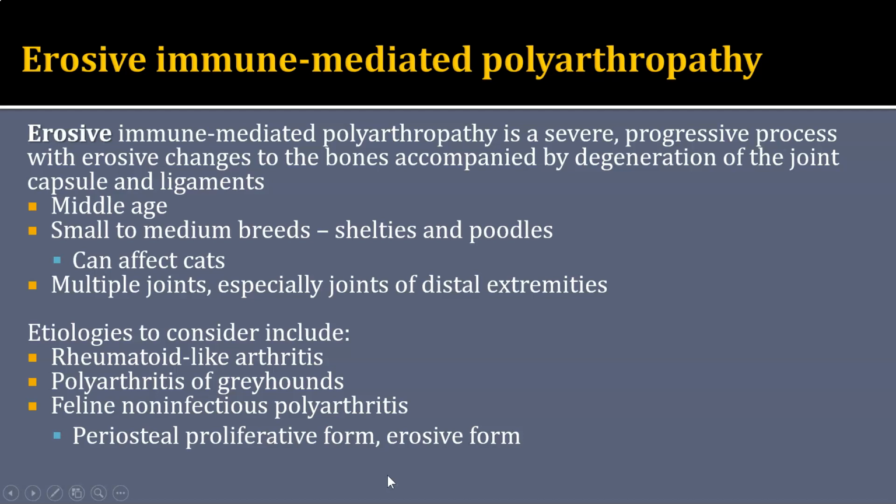There are fewer etiologies underlying erosive immune-mediated polyarthropathy, and the biggest one will be a rheumatoid-like arthritis in our dogs. Greyhounds get a breed-specific polyarthritis that is erosive, and then the cats have a feline non-infectious polyarthritis that has both a periosteal proliferative form as well as an erosive form.